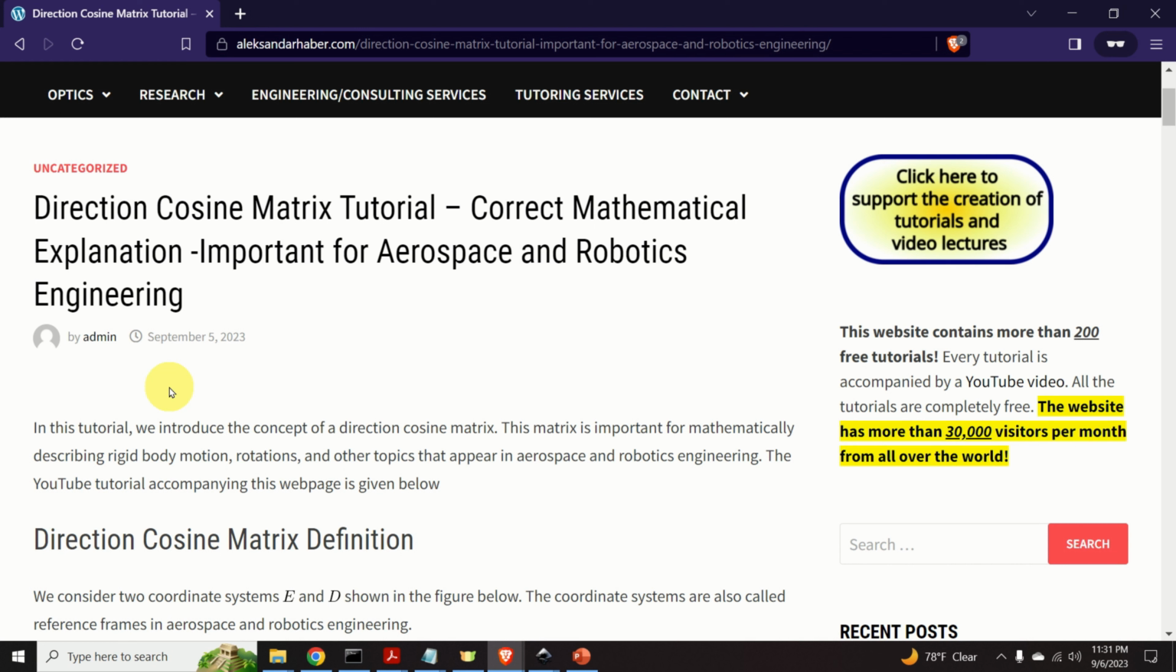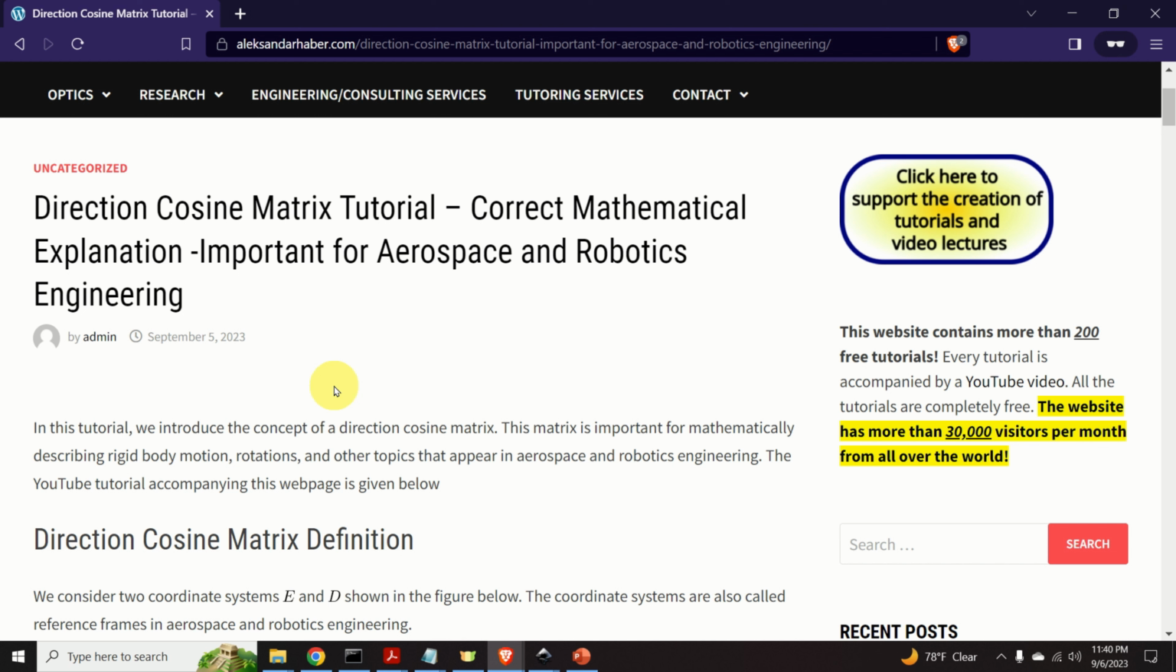In these tutorials we present real and applicable knowledge of robotics, aerospace engineering, mechatronics, machine learning, control engineering, etc. In this lecture we will thoroughly explain one very important topic that is not precisely and properly explained in standard textbooks on rigid body dynamics, robotics, and aerospace engineering. Namely, we will explain the concept of direction cosine matrix.